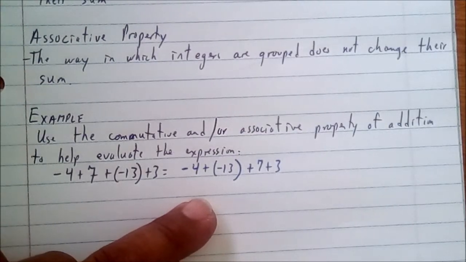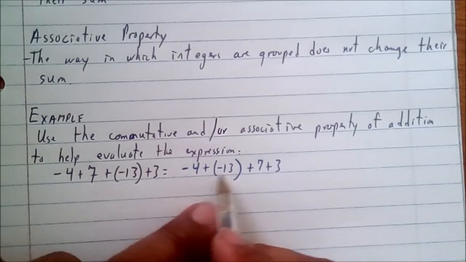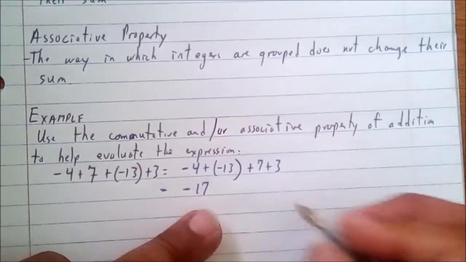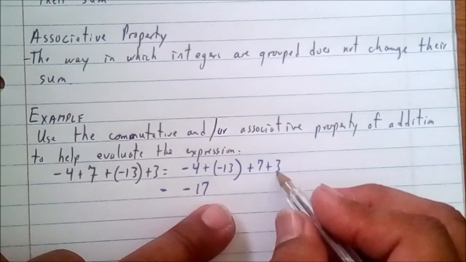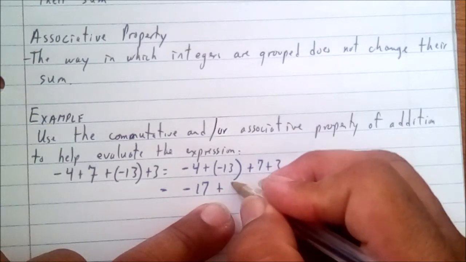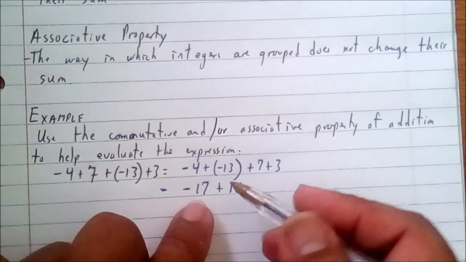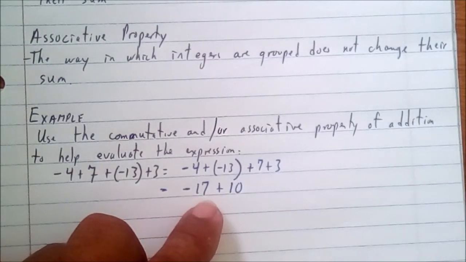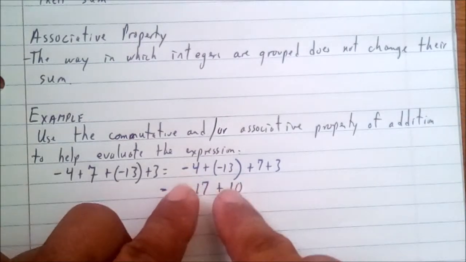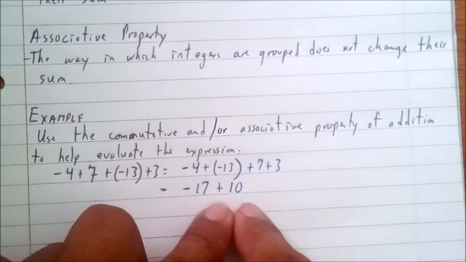So when we do that, now we look at them. These two negatives here will combine to give us negative 17, and then these two positives will combine to give us 10. Okay, so now look at them. We have a negative and we have a positive. We have grouped all negatives and we have grouped all positives.